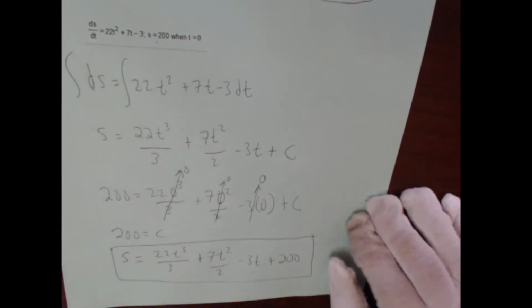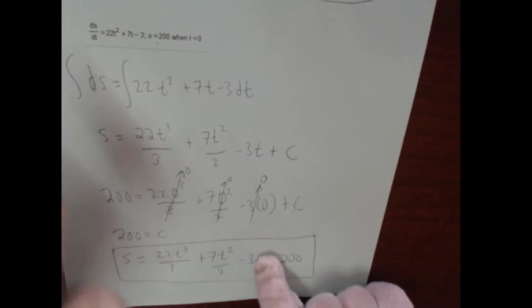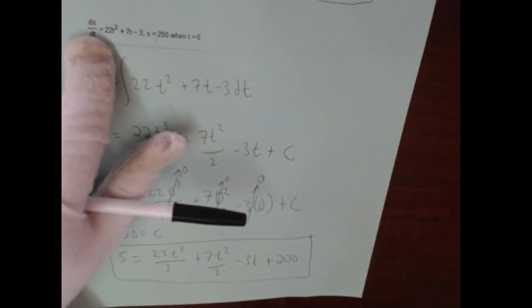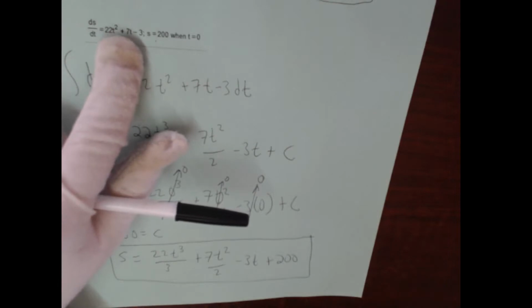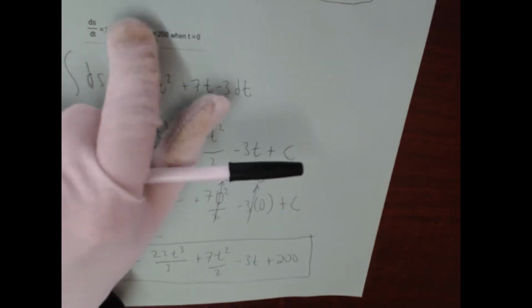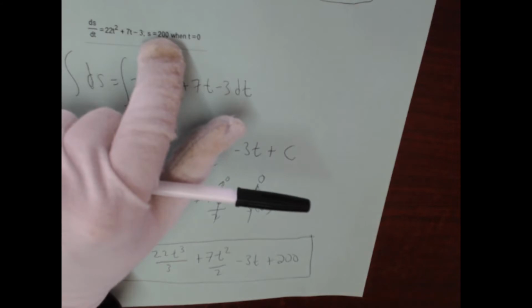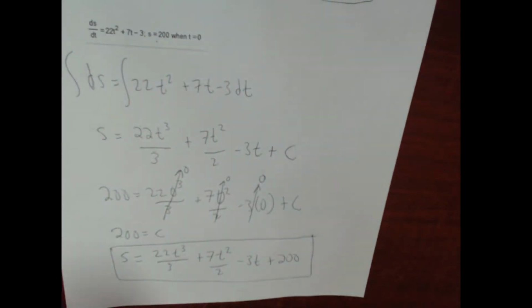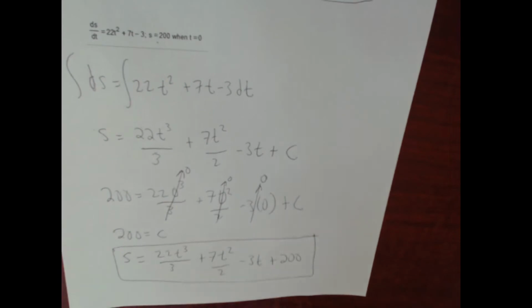And that is the answer. This is the one equation that if you plug in s into here, you get the derivative of it. You get that it equals 22t squared plus 7t minus 3, and it also satisfies the condition that when s equals 200, t is equal to 0. So this is the answer to the differential equation.